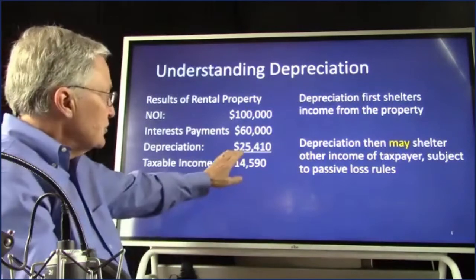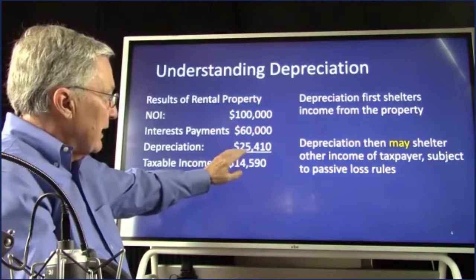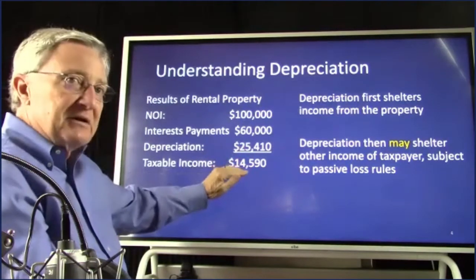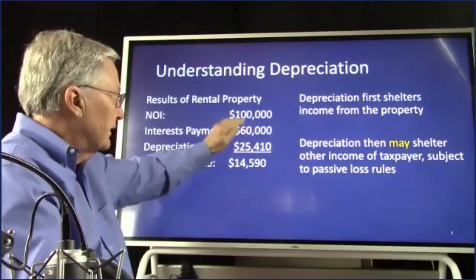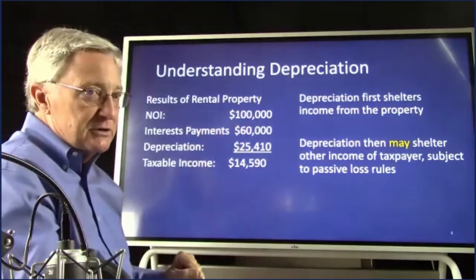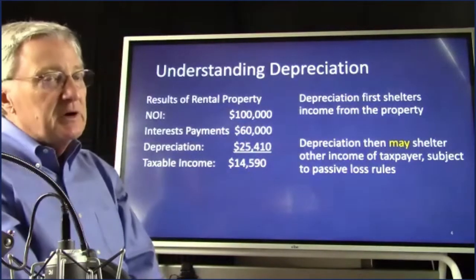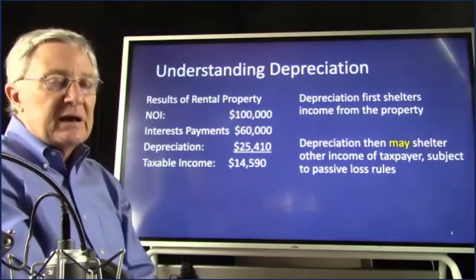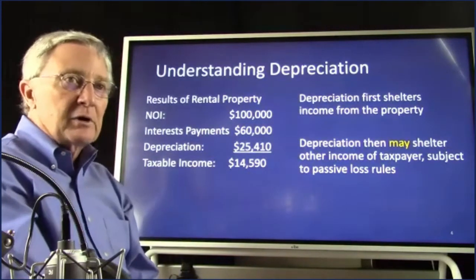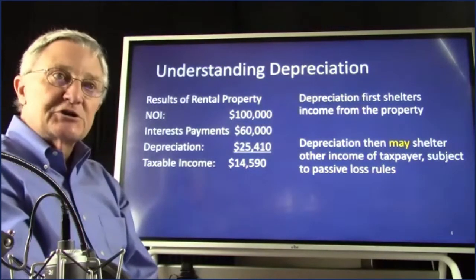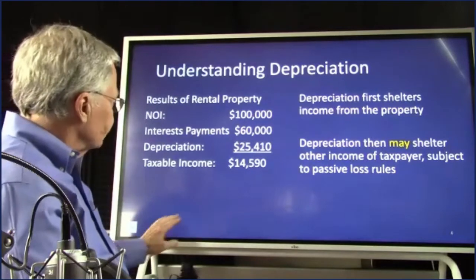So if this cost recovery was greater and it turned the taxable income into negative, basically what we're doing is we're still sheltering the $100,000. Whether we can go and shelter other income is going to depend on really today the passive loss rules. And that's something we talk about in another YouTube discussion that I have called Understanding Passive Losses.